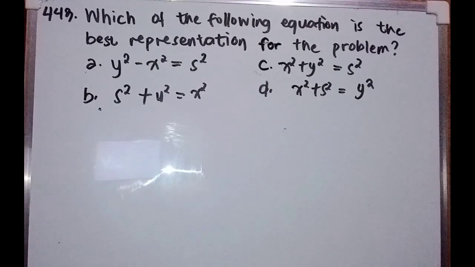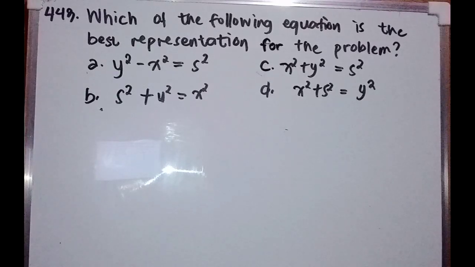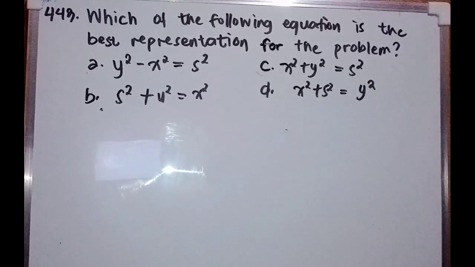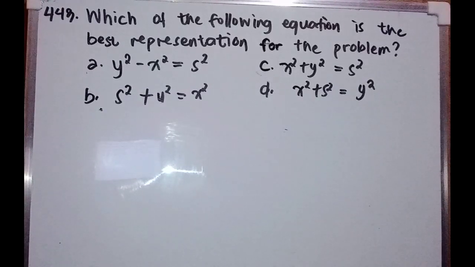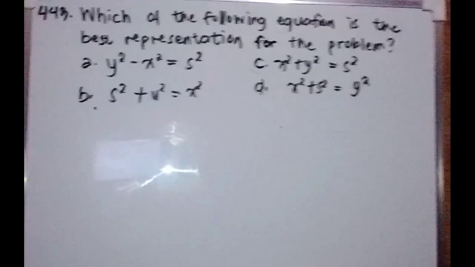Let's proceed to number 443. Which of the following equation is the best representation for the problem? An airplane is flying towards a radar station at a constant height of 6 km above the ground. The distance between the airplane and radar station is decreasing at a rate of 400 km per hour when s is equal to 10 km. So let x and y be the horizontal and vertical distance respectively and s be the displacement. So first, let's make a diagram.